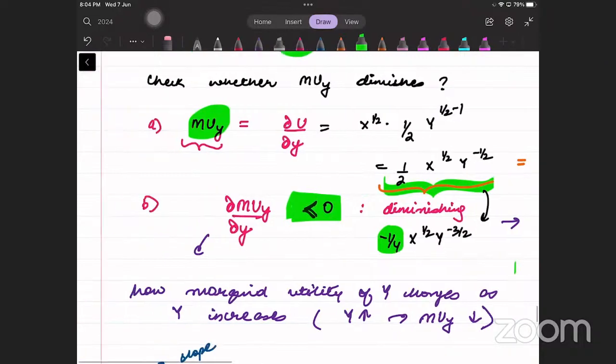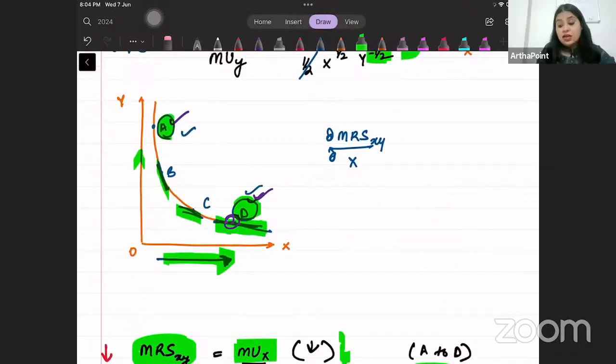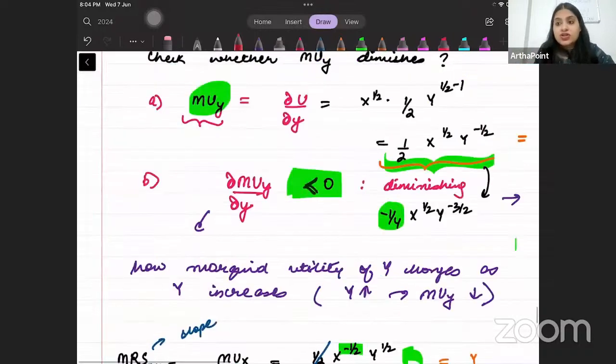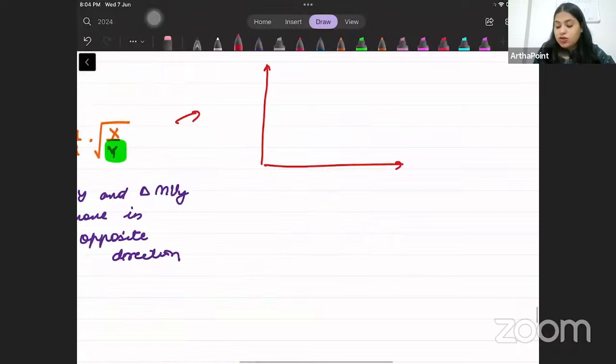Can't we check it with the help of a graph, marginal utility of y and marginal utility of x, as we do in the case of MI? We can, but then I cannot do it through an indifference curve. Why? Because in an indifference curve, I am plotting the utility function. If I were to check what happens only to marginal utility of y or utility of y, I should have gone ahead and drawn this. This is marginal utility of y.